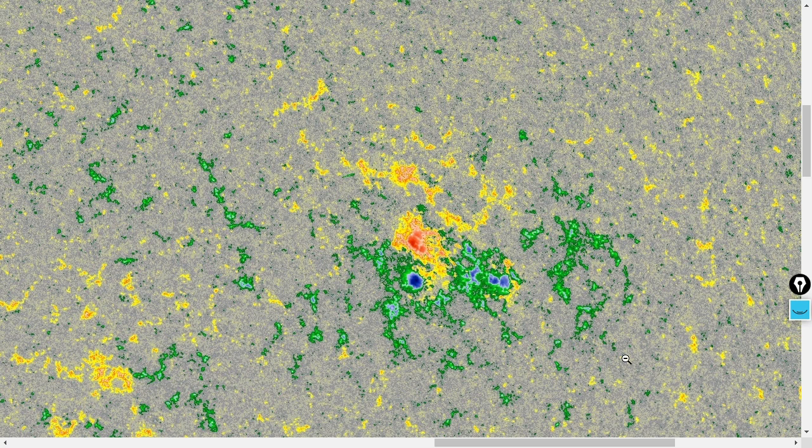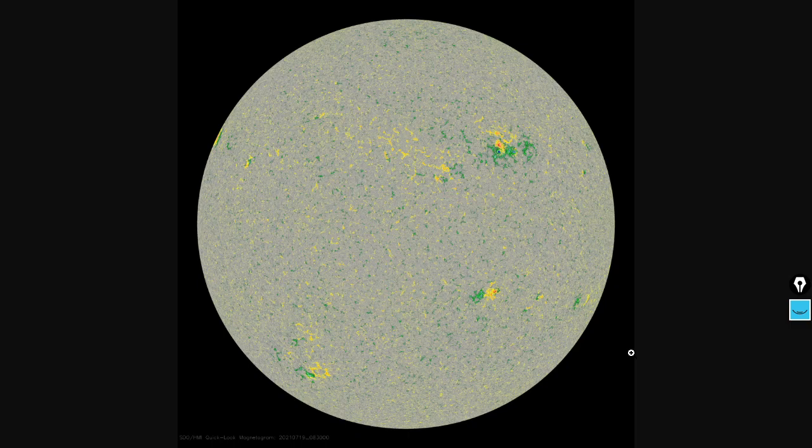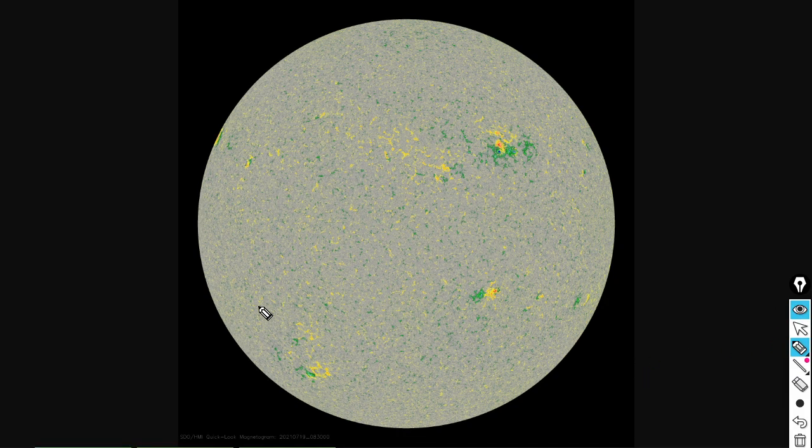Here's the magnetic environment around sunspot 2842. Again, it's quite complex. And it's the main source of our solar flare watch. Although we could see a flare come out of this one too. It is quite close to the limb.